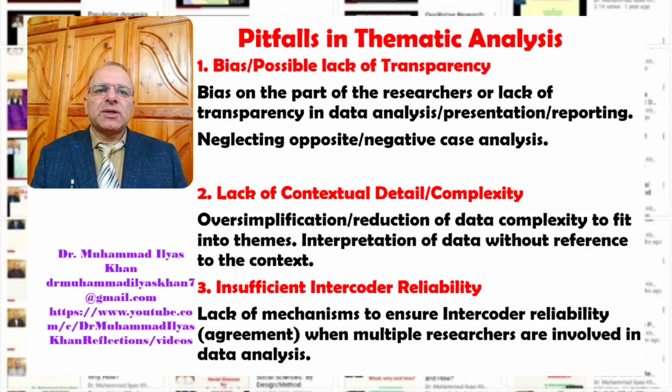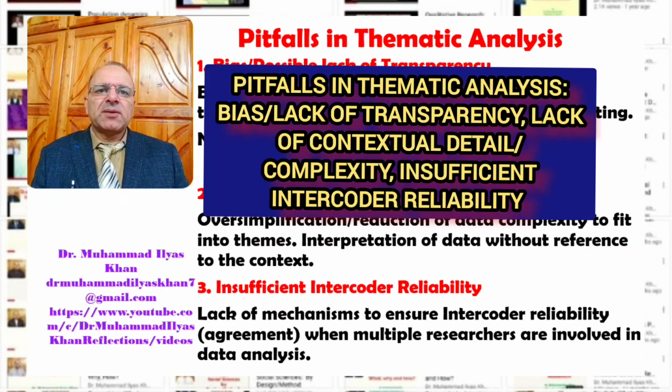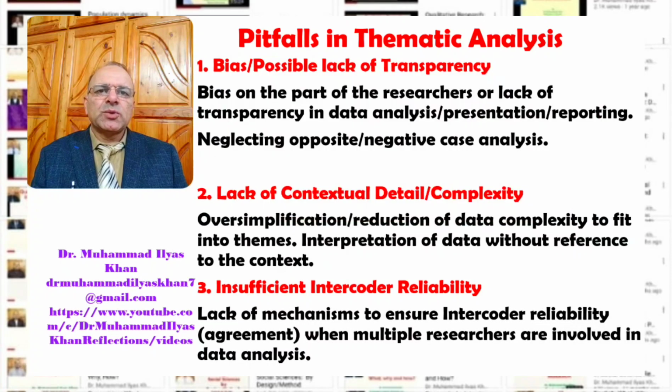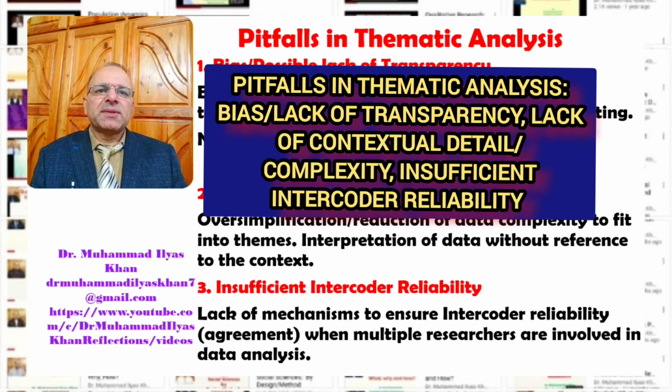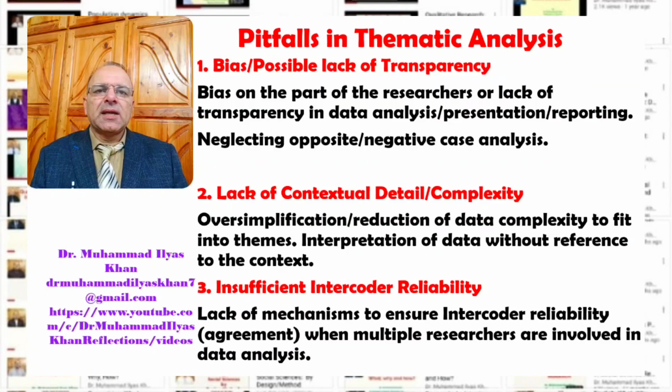The next one is lack of contextual detail or complexity. In some cases, data is interpreted in a simpler way without looking into the context or the situation in which the phenomena is taking place, or in which the data has been collected. The background in which the data has been collected, the background in which the data sources are located, is extremely important. Oversimplification or reduction of data complexity to fit into pre-planned themes will lead to a lack of contextual detail and a lack of looking into the complexity of issues, and that can lead to bias. So interpretation of data without reference to the context is considered another important pitfall of thematic analysis.